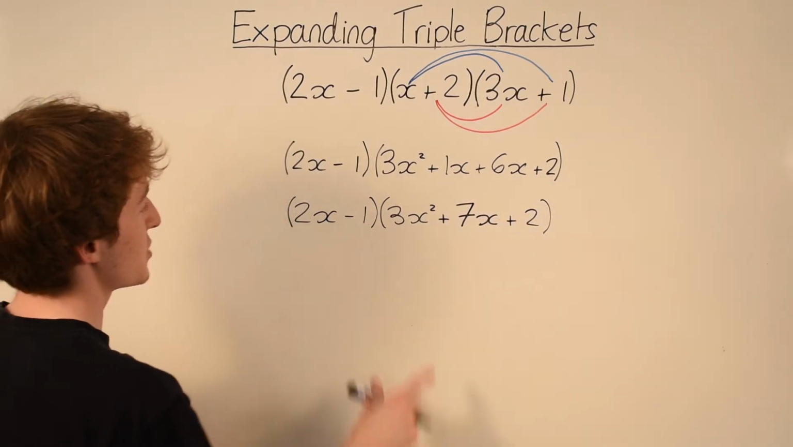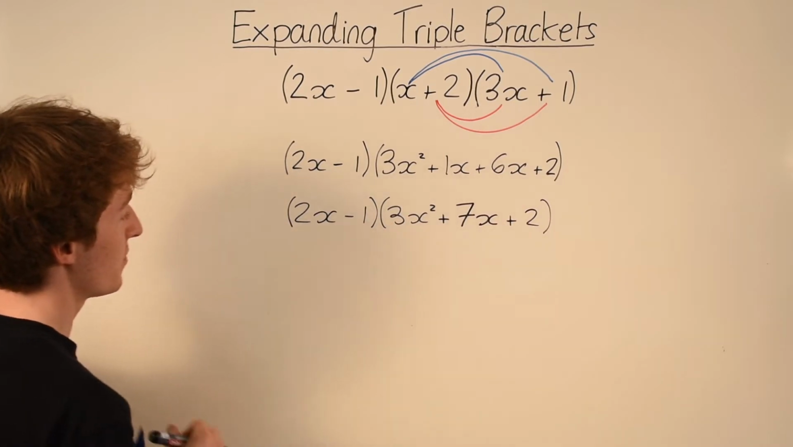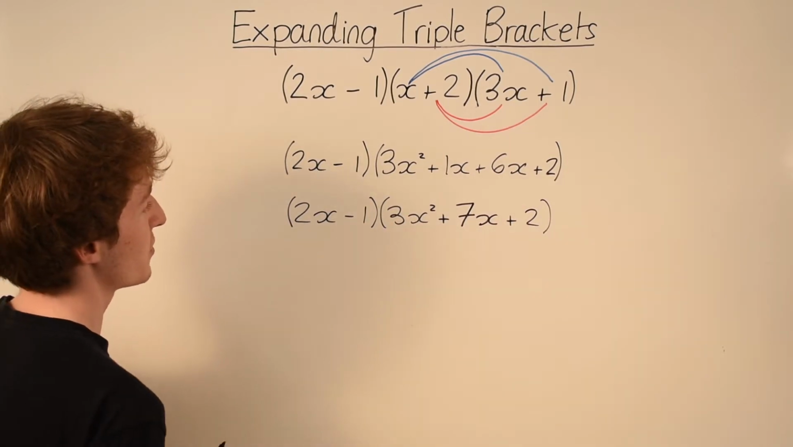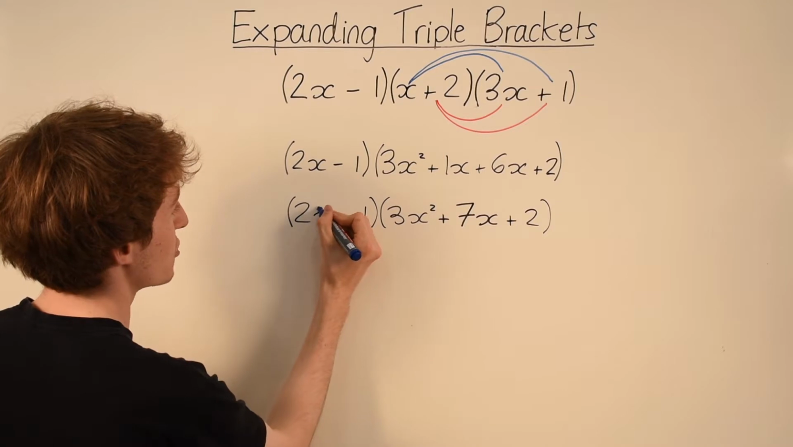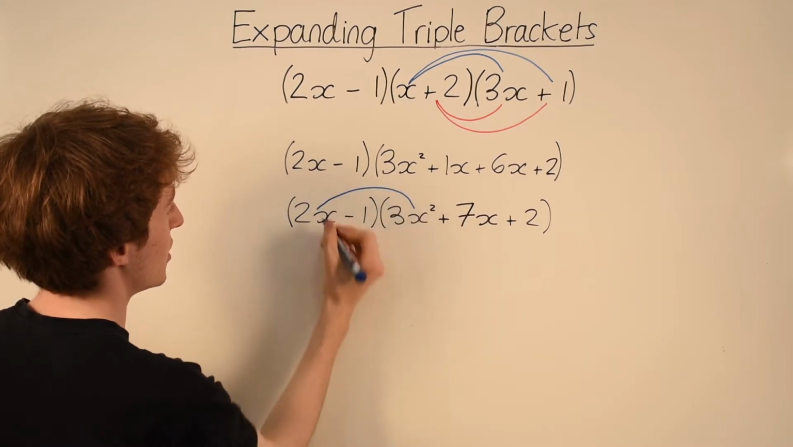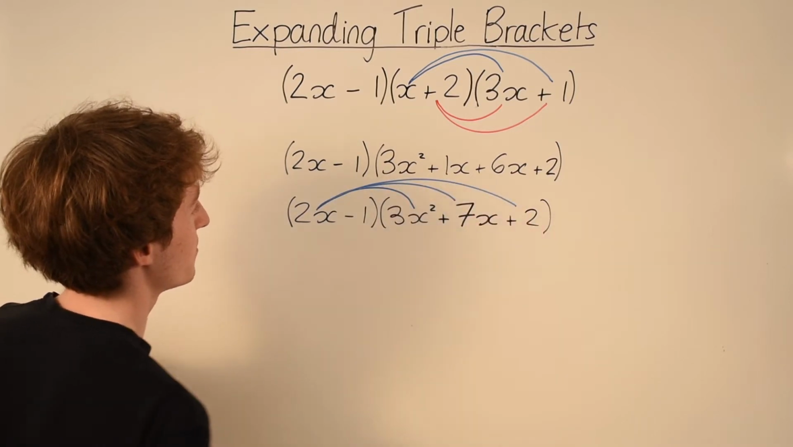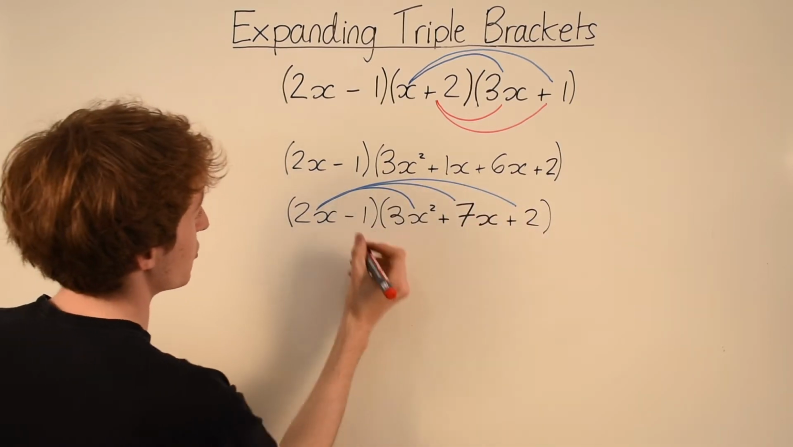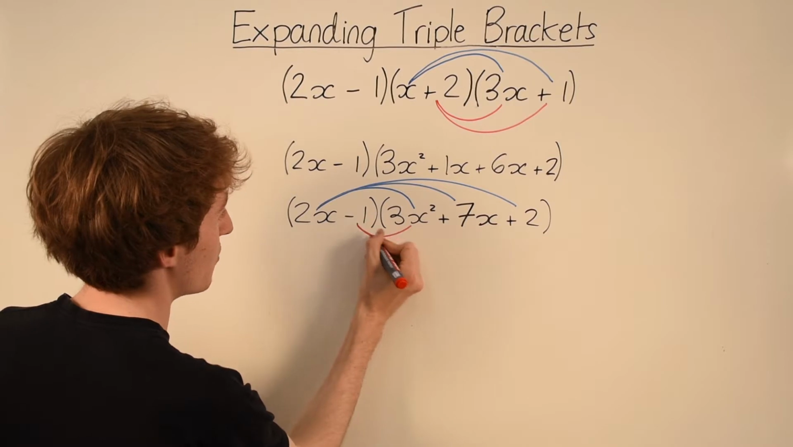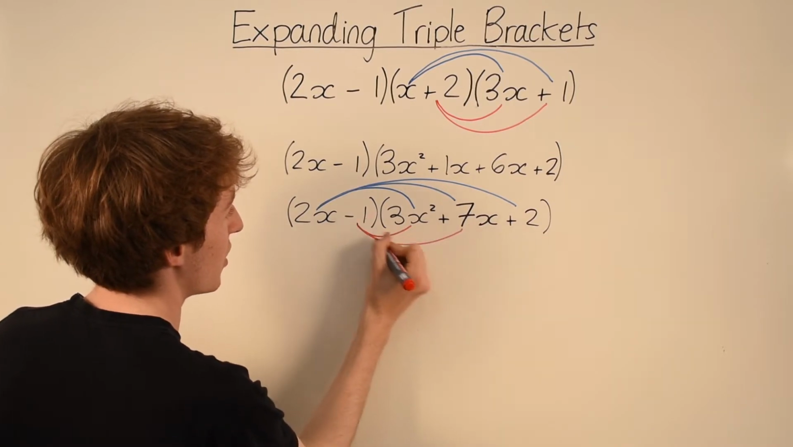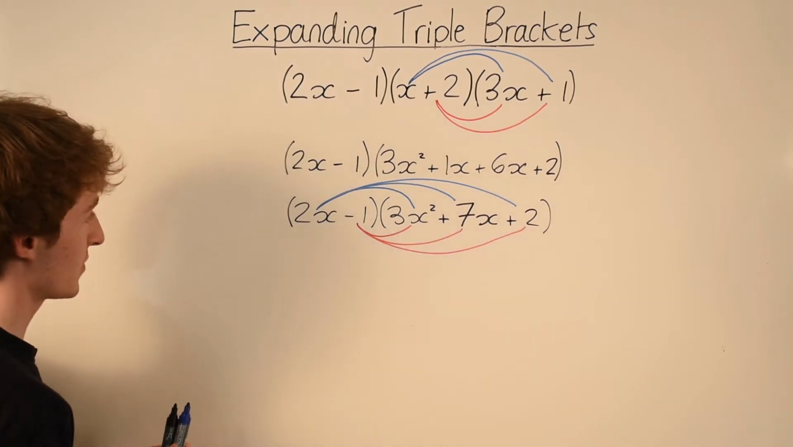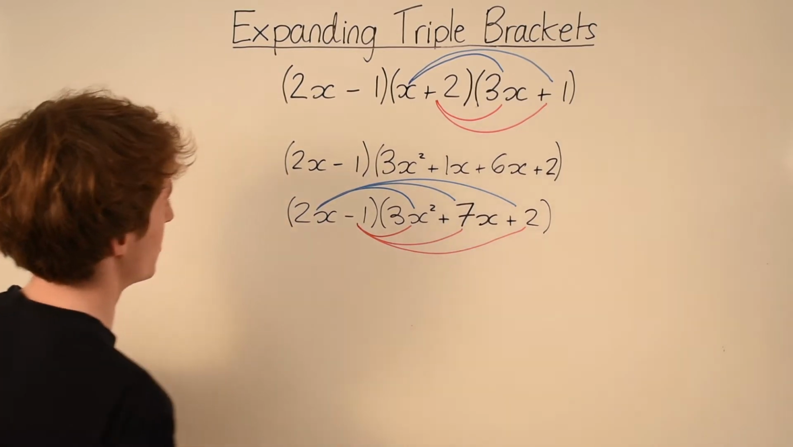Okay, we're now ready to expand these double brackets here. So let's go ahead and draw our multiplication lines. So we're going to have 1 joining 2x to 3x squared. We're going to join 2x to plus 7x and 2x to plus 2. And then we're going to join minus 1 to 3x squared, minus 1 to plus 7x, and minus 1 to plus 2. Okay, let's go ahead and expand these double brackets now.